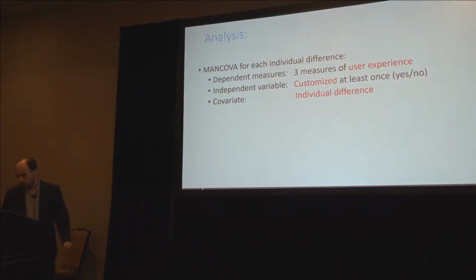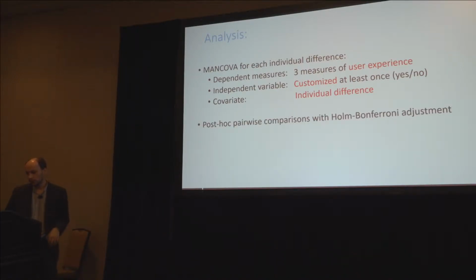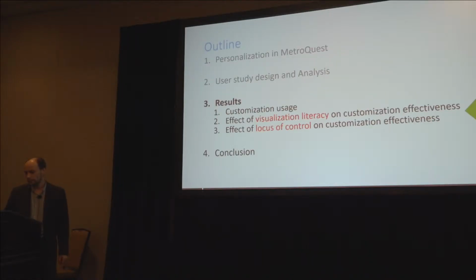So we ran a regression analysis with the three measures of user experience as the dependent measures. The independent variable is whether the user customized or not, and the covariate is the individual difference. We ran one regression for each of the 7 individual differences, and we ran some post-hoc pairwise comparisons with adjustment. For results, I will first show a bit of the data about customization and then report the two effects we found of visualization literacy and locus of control in the statistical analysis.